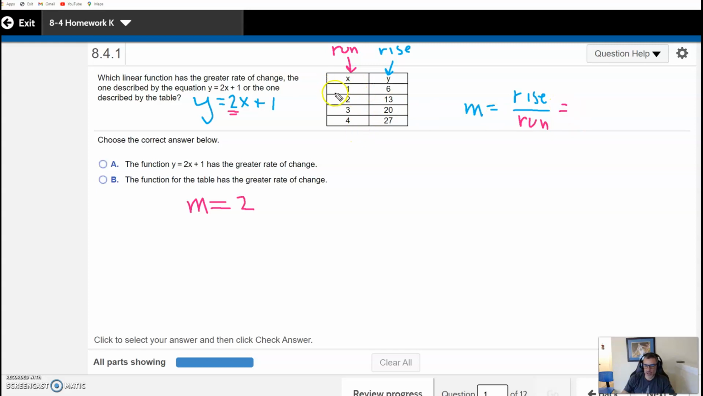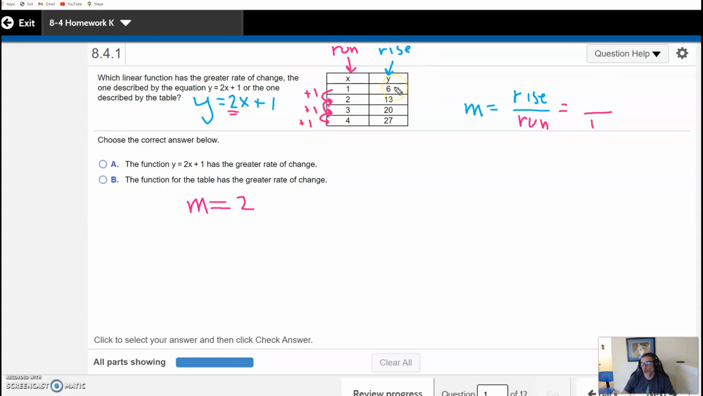So let's go ahead and start with the x-coordinates here. Notice that they're increasing by 1 every time. I go from 1 to 2. I went up 1. I go from 2 to 3. I went up 1. I go from 3 to 4. I went up 1. So my run is 1. This is how much I'm moving to the right every time.